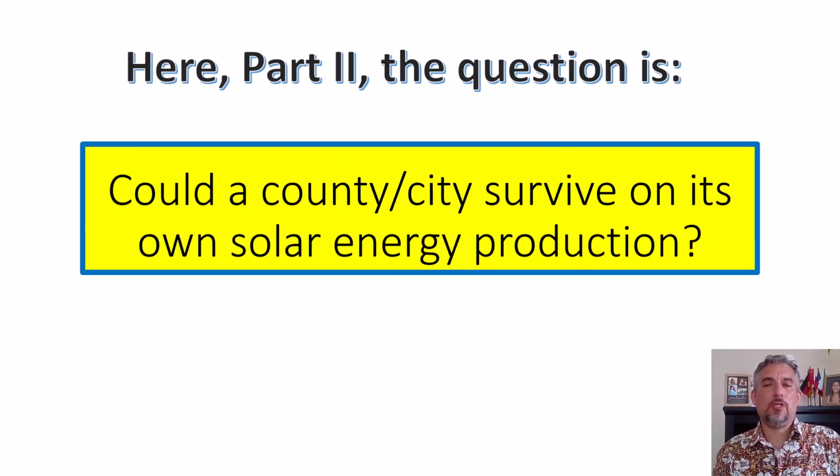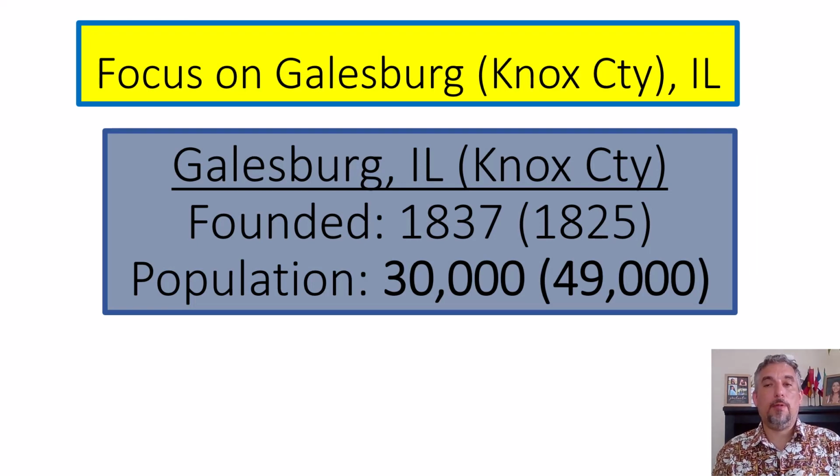In part 2, the question is a little different. Could a county or city survive on its own solar energy production? That is, can we produce our energy locally for our needs using solar energy alone? So focusing on Galesburg, again, where I'm from, in Knox County, here's a little background. Galesburg was founded in 1837. The county was founded a little bit earlier, 1825. Current population of the city of Galesburg is 30,000, and the population of the county is 49,000. Those numbers will become relevant in a minute.